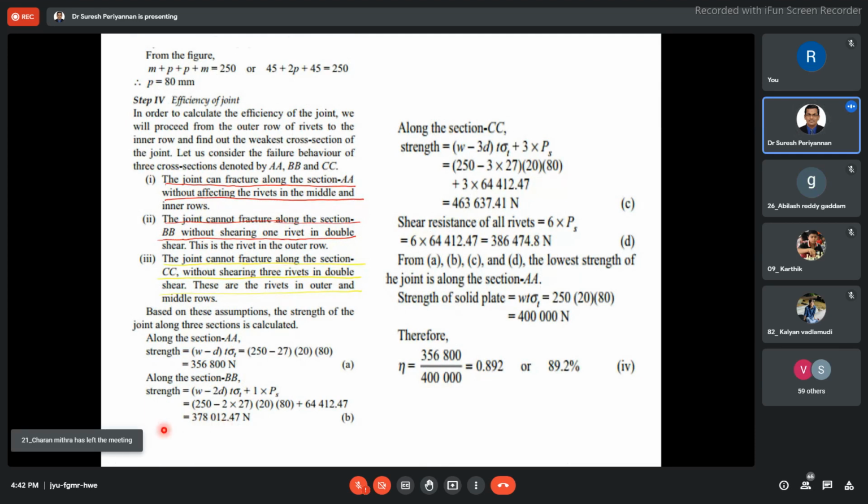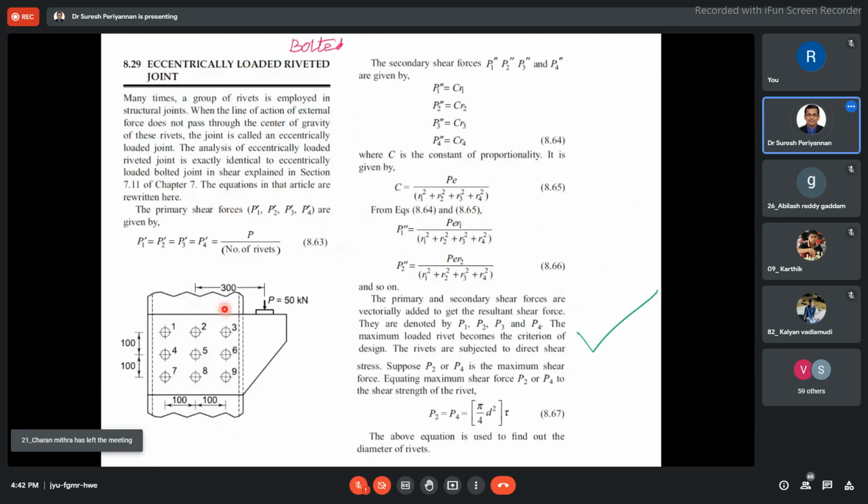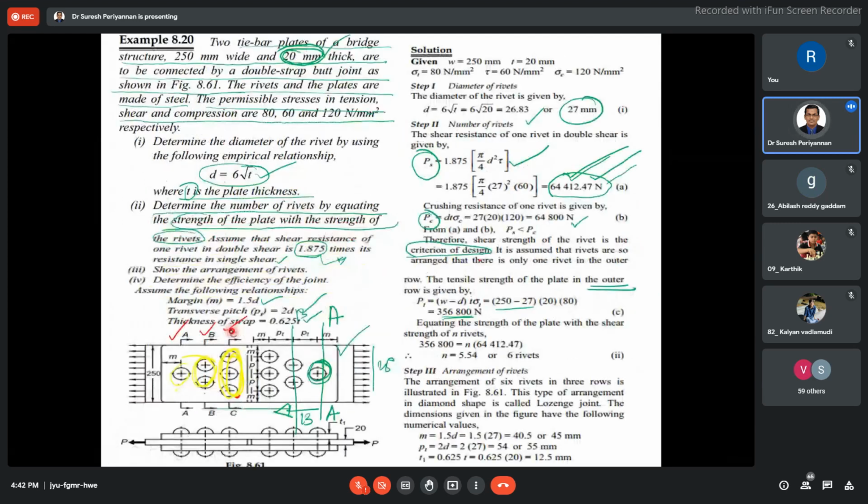Now come to the last section, CC. What is the strength here? Without failure of these three, this one cannot fail. After failing these, only this one is going to fail. Hence, I'm going to consider first the tensile strength of these three, and then this one's shear resistance.